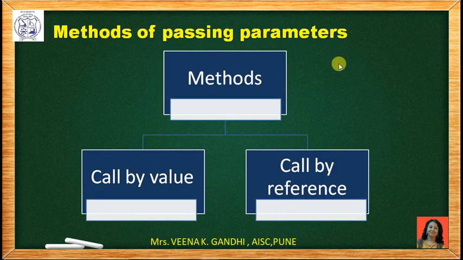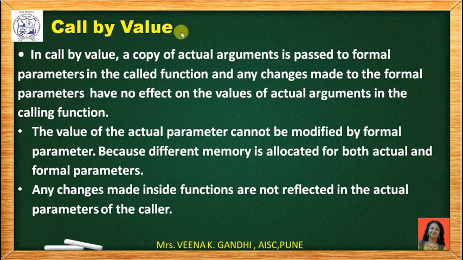Methods of parameter passing. There are two methods of parameter passing, call by value and call by reference. First method, call by value. In call by value, a copy of the actual argument is passed to the formal parameters in the called function. So any changes made to the formal parameters have no effect on the values of the actual argument in the calling function. Means the value of the actual parameters cannot be modified by a formal parameter because both actual and formal parameters use different memory locations.